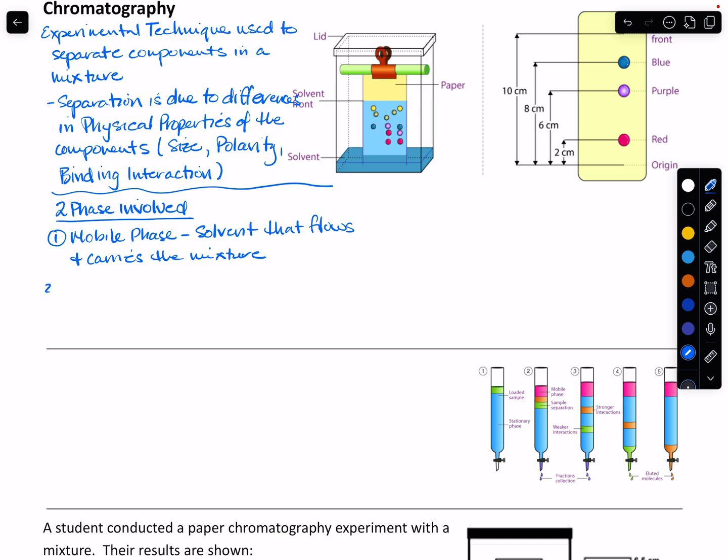All right. The second is your stationary phase. Now, this does not flow, it does not move, and components interact with it. All right. So, what does that mean, interact with it? It can be a couple different things.